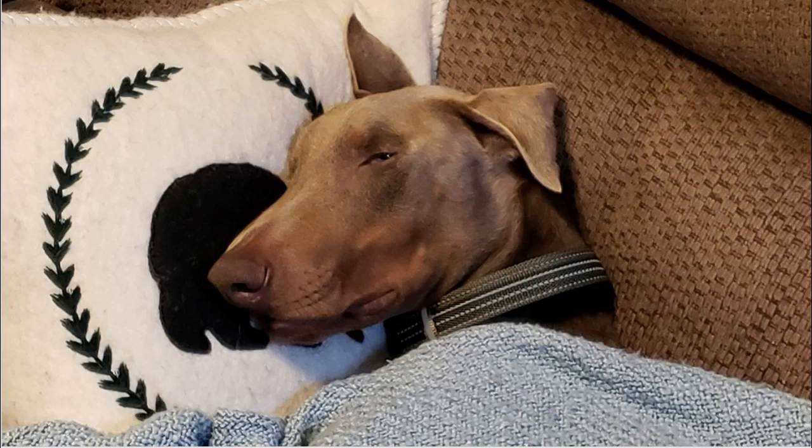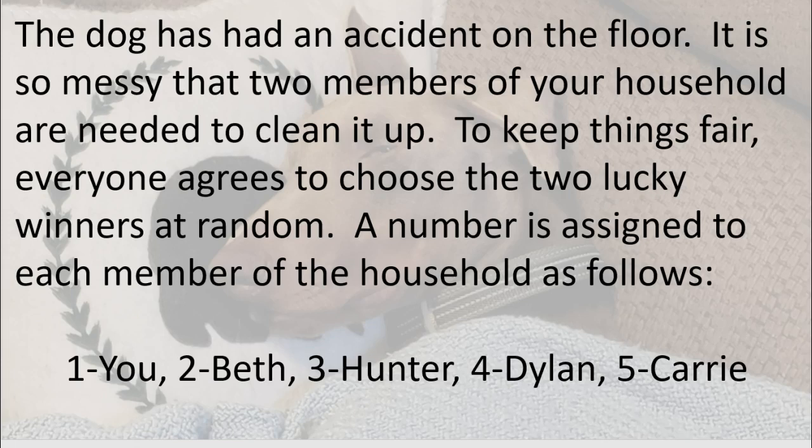Next, we're going to look at the example on the top of page 6. The dog has had an accident on the floor. It's so messy that 2 members of your household are needed to clean it up. To keep things fair, everyone agrees to choose the 2 lucky winners at random. A number is assigned to each member of the household as follows. So first, we're going to start out by looking at all of the possible samples of 2 people comprised from the 5 people in the household. Okay, so here are our 5 people.